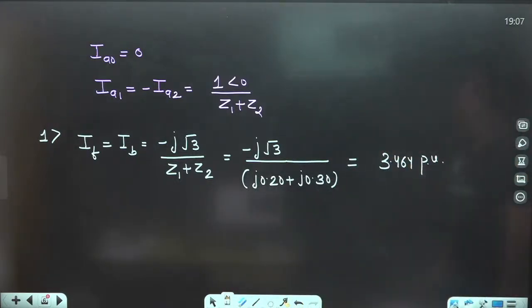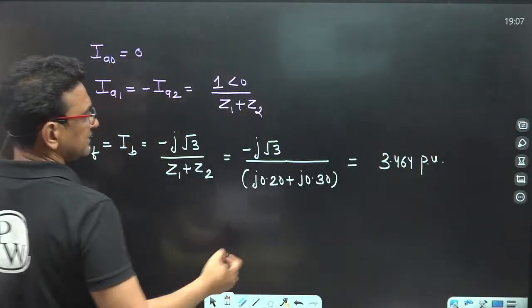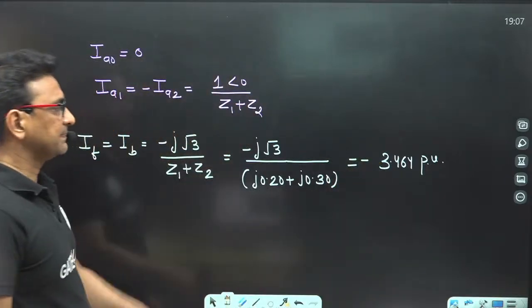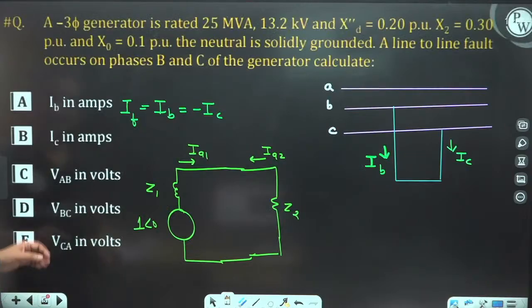Clear? Magnitude wise it is 3.464 pu, and this is no doubt the negative current. So this is the IF. Now we have to find out the IC.